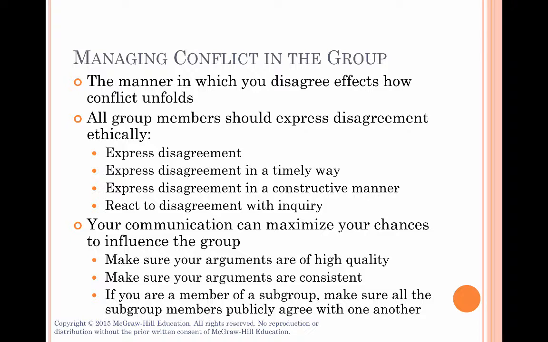Stick to a consistent message. Don't flip-flop. The book talks about being a member of a subgroup in your group. That's 2 or 3 people working together on part of the project. If you end up on a subgroup, make sure that you and your subgroup members all agree on the ideas you're presenting to the group as a whole. You need to form a united front.